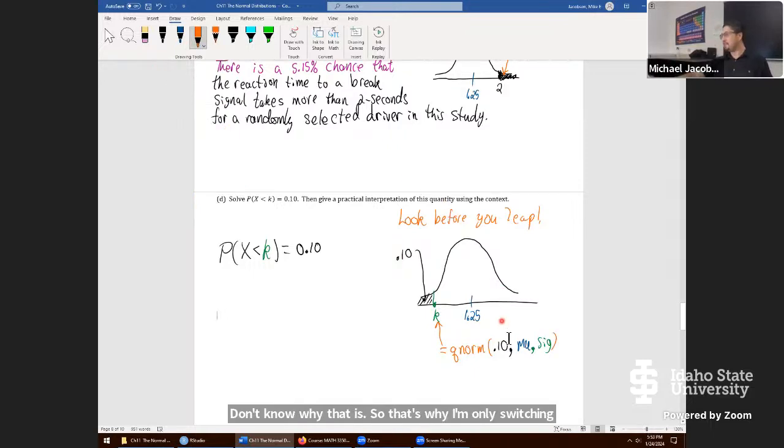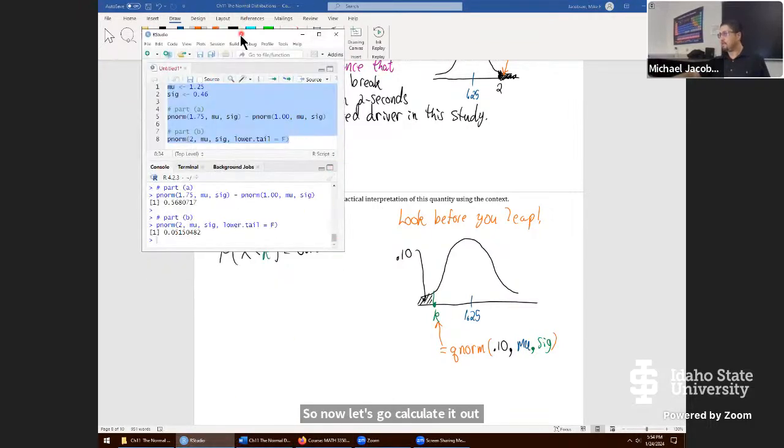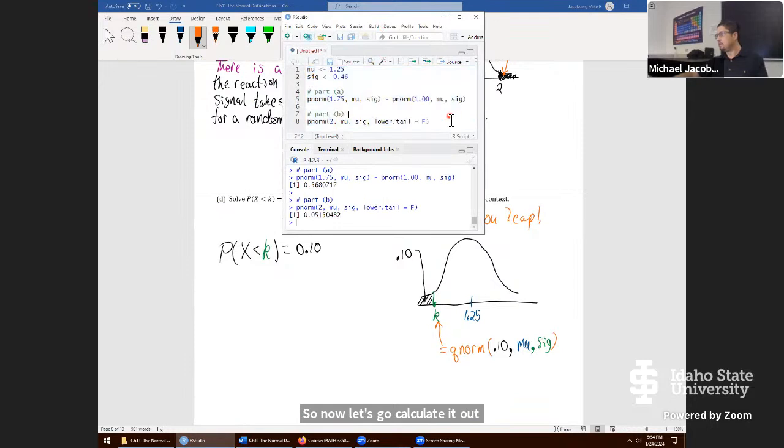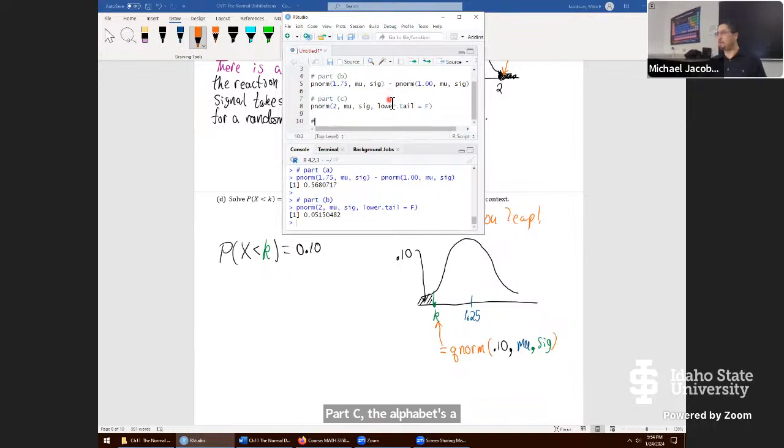But that's our syntax right here. And if we weren't accumulating area to the left, if we wanted this area to the right, we would have just put in lower dot tail is false on this. So now let's go calculate it out. This one is going to be, oh geez, I skipped a part somehow. I think we went B, part C. The alphabet's a struggle sometimes. Now we're on part D.